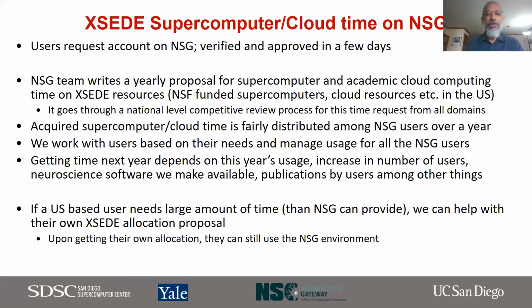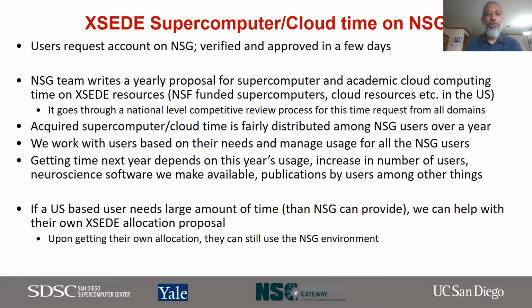What happens is the NSG team writes an allocation proposal every year on behalf of the neuroscience community, that is all of you, to get time on these various supercomputers in the US. That allocation proposal goes through a rigorous peer review process, because many disciplines, from physics to engineering to social science to geoscience, everybody competes for the supercomputer time. But we have been successful to get time, and once we receive the time for a 12-month period, we try to manage the time for users like yourself in the best way possible.